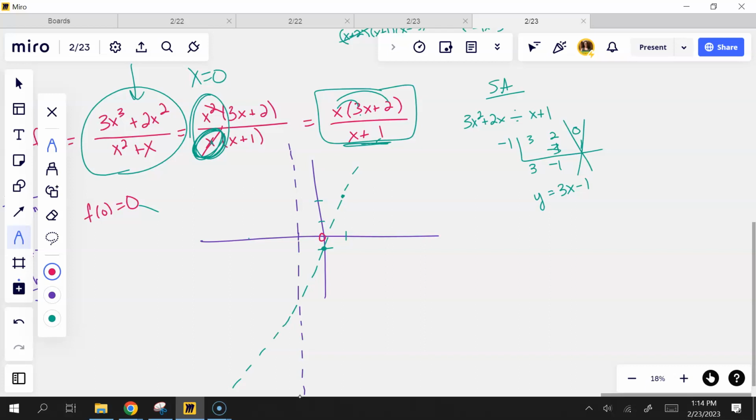The -1 vertical asymptote came from x plus 1 equals 0. You take the denominator, set it to 0. And as long as it's not a hole, it's a vertical asymptote.